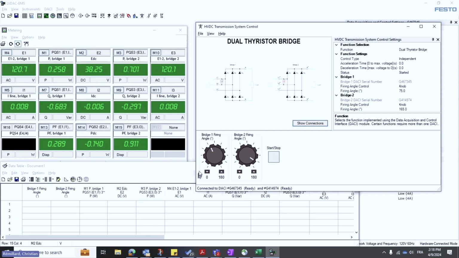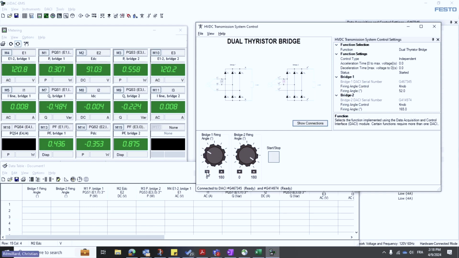Now, according to the exercise, we slowly decrease this firing angle on bridge 1 here. And you will see that as we do so, we can see the new value of the firing angle, 65, and the voltage is increasing here as we decrease this firing angle.